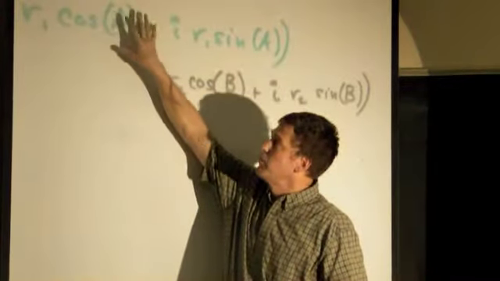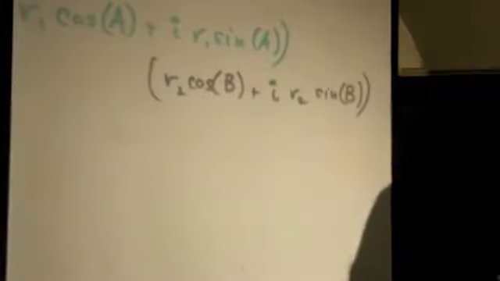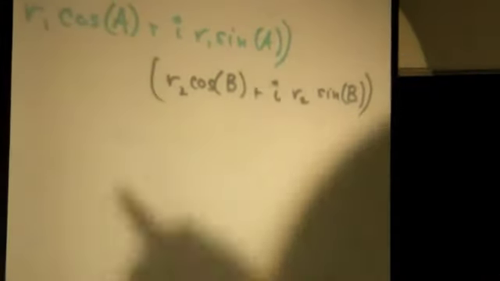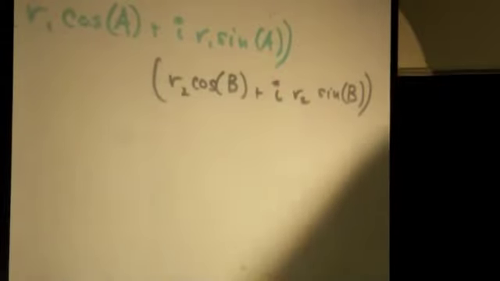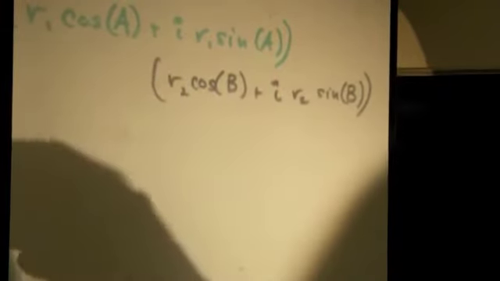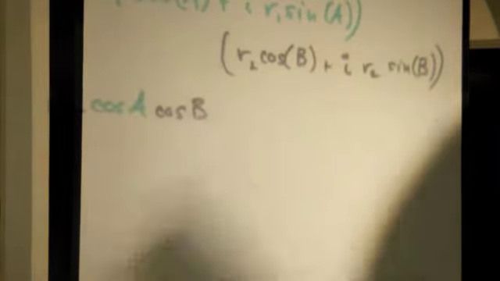Think what would happen if I multiplied this times this. So let's do that. We end up with R1 times R2 times the cosine of A times the cosine of B. That's the first term.